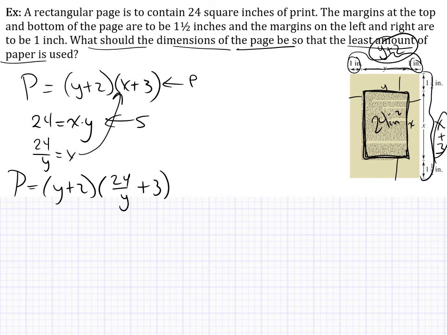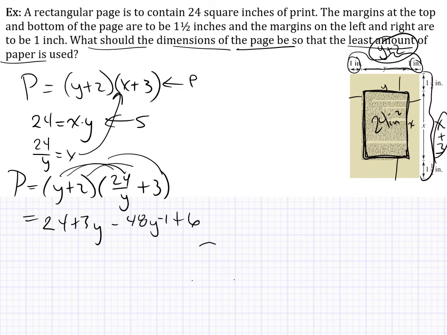Now that's what we're trying to optimize, so we're going to take the derivative of that equation. We have it down to one variable, very simple to take the derivative. So we're going to use the product rule or distribute this out first. I'm going to distribute out first. It's going to be easier. 24y over y times y would be 24, then 3y, then minus 48 over y, which I'll write as y to the negative 1, and then 6.